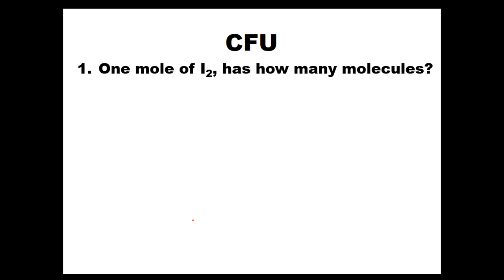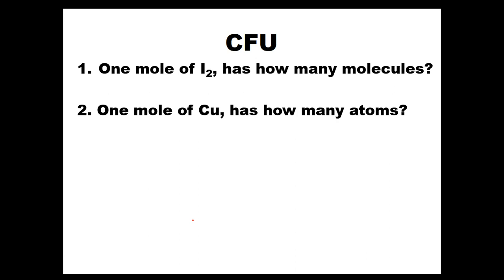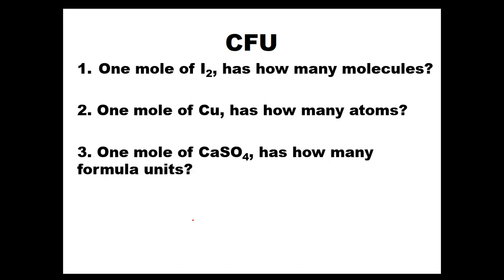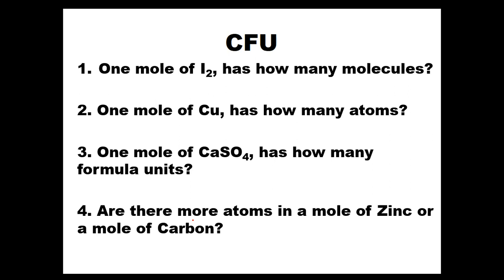All right, so let's check your understanding on this. I have 1 mole of I2. How many molecules is that? Well, I hope you are saying 6.02 times 10 to the 23rd. I have 1 mole of copper. How many atoms is that? 6.02 times 10 to the 23rd. I have 1 mole of calcium sulfate. I have 6.02 times 10 to the 23rd formula units. All right, well, how about this? Are there more atoms in a mole of zinc or a mole of carbon? Well, I hope you are saying, Mrs. Teagues, 1 mole of anything is the same as 1 mole of another thing. Yes, it's the same number of things, same number of atoms.